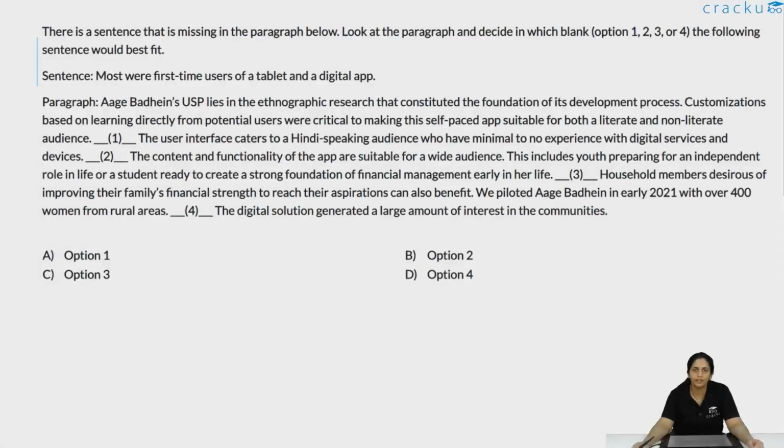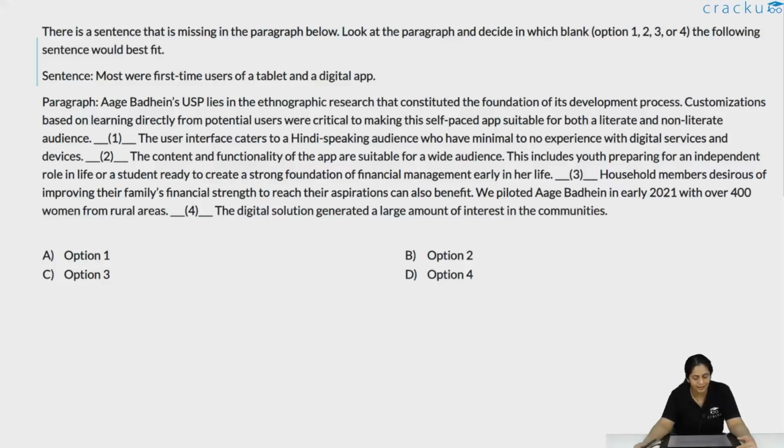In this particular video, we'll be taking a look at a para-completion question. The sentence given is, "Most were first-time users of a tablet and a digital app." So it is giving you the methodology of something that was done. It is telling you how it was used or who it was used by. So let us take a look at the paragraph and understand where that sentence can go.